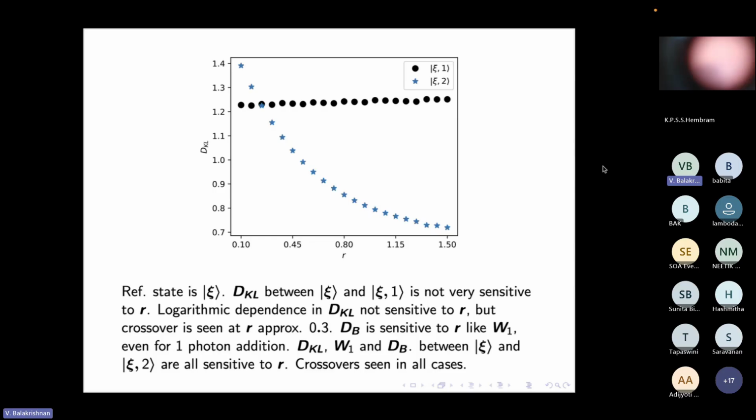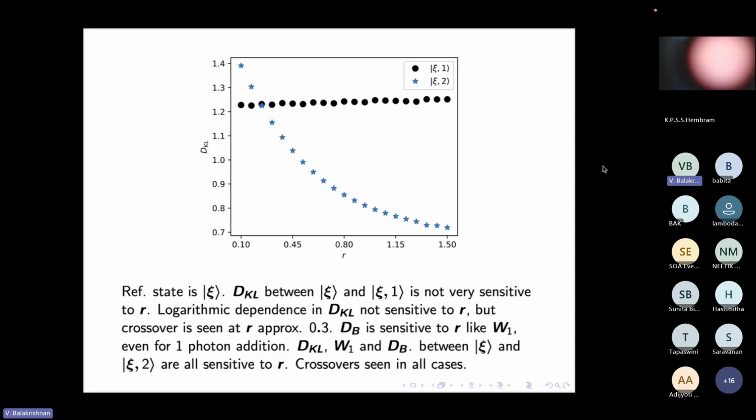But if you look at the blue, which I will talk about a little later, this is between xi and xi comma 2. The blue goes down, that is fine, but there is a crossover between the black circles and the blue at some value, R approximately 0.3.